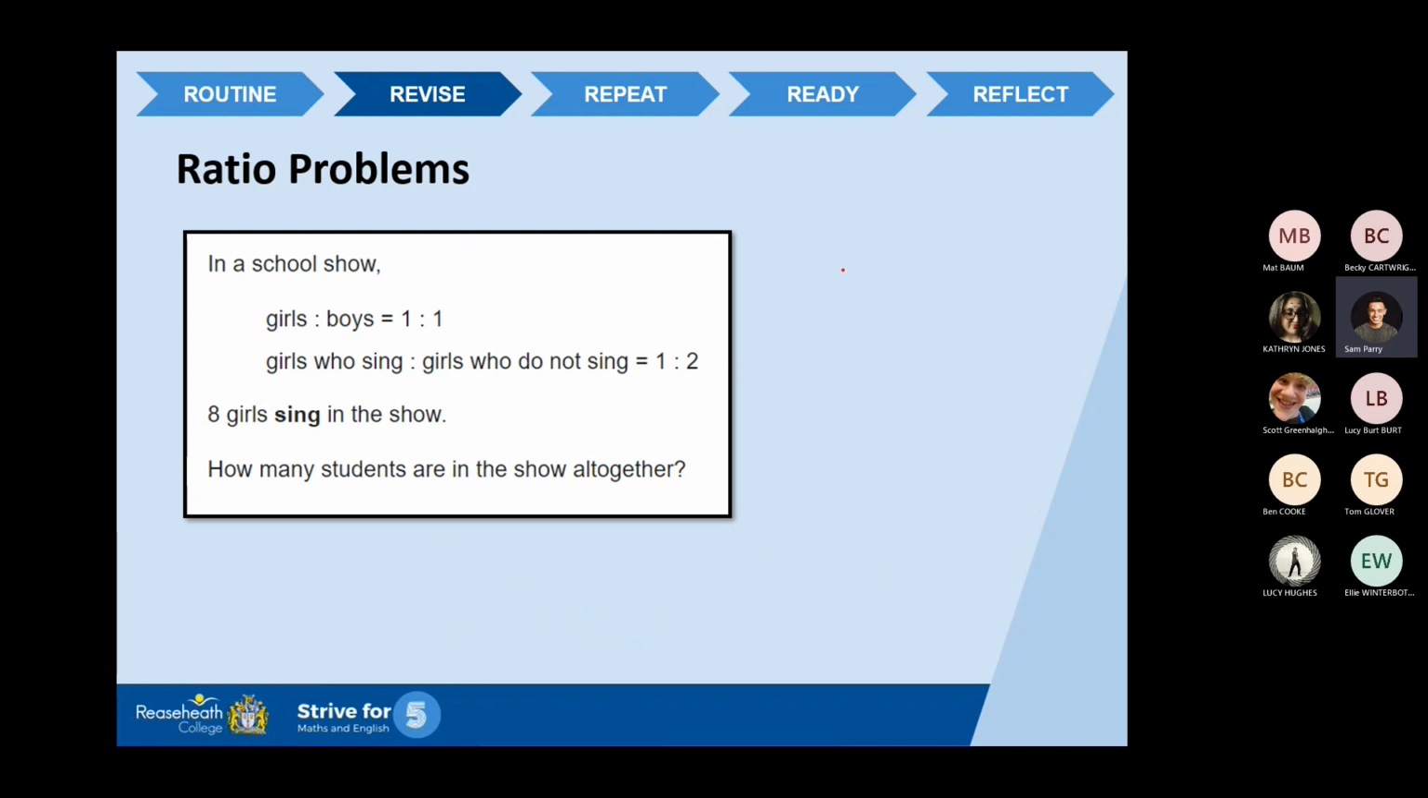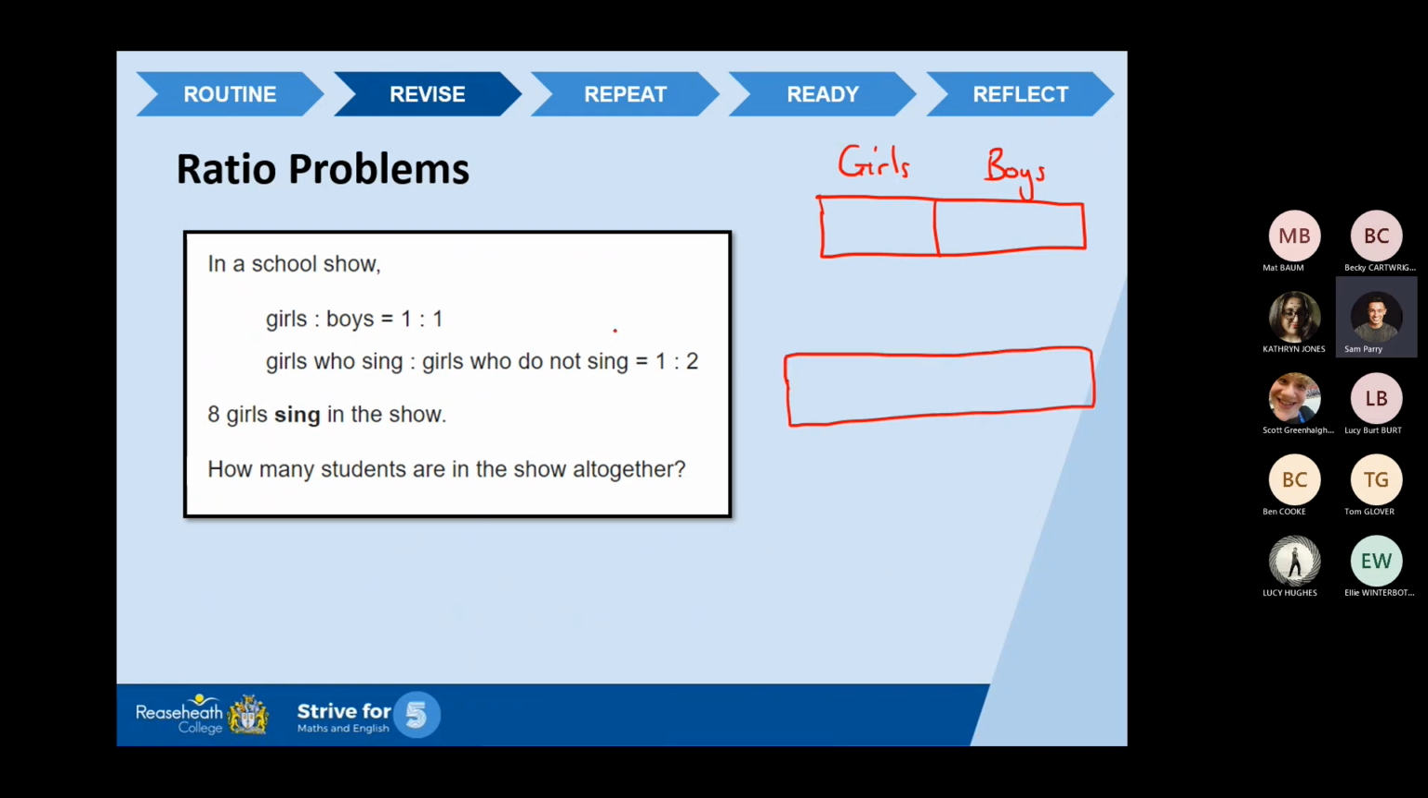Okay, are you ready? So let's start at the top. We'll draw a bar, split it up into 1:1. So that's 2 parts. Girls, boys. And I might not be lazy here for this example and label it properly. Girls to boys. Now, draw another bar to represent the other ratio. That's 3 parts, 1:2. So 1, 2, 3 parts. Girls who sing, girls who do not sing. Let me just label this properly. So I'm going to put G sing, G not sing. Hopefully you understand G means girls.